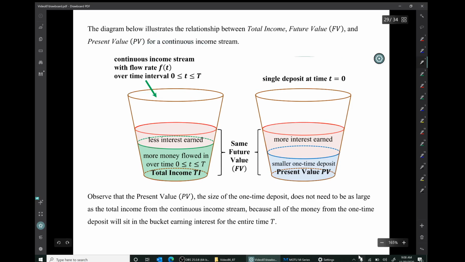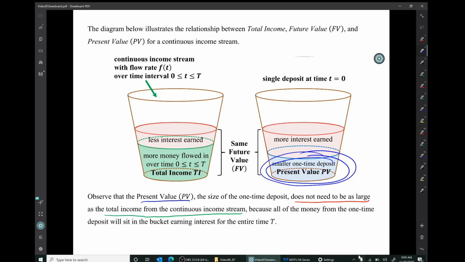Notice that the present value, this quantity, does not need to be as large as the total income from the continuous income stream. Why? Well, if you think about it, all of this blue money sits in that bucket for the entire time interval, capital T. So it earns a lot of interest because it's all sitting in the bucket for a long time.